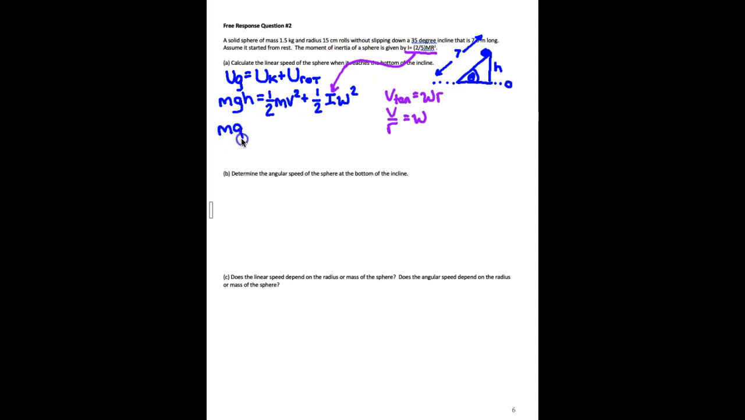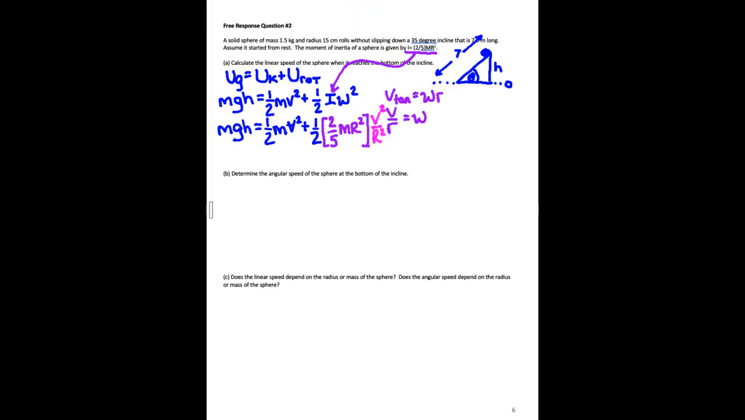So this next line, I get mgh. On the right-hand side, I get 1/2 mv squared plus 1/2. Now I have to substitute in for I, so that's going to be in these brackets. It's going to be 2/5 mr squared. Again, that's given to me. I don't need to memorize formulas for moments of inertia. And then I need to make the substitution in for omega squared. It's v squared over r squared.